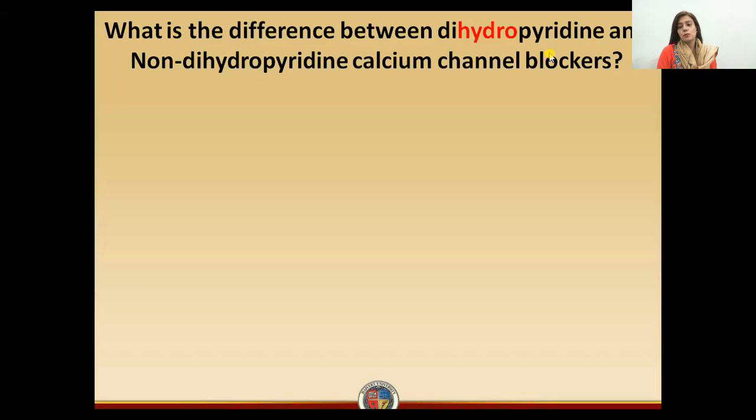Students, in this lecture, we are going to discuss the calcium channel blockers which are used in angina. But before going into the detail, you must know that there are two different types of calcium channel blockers and what the difference is between these two types. So, my first question is: what is the difference between the dihydropyridine and non-dihydropyridine calcium channel blockers?